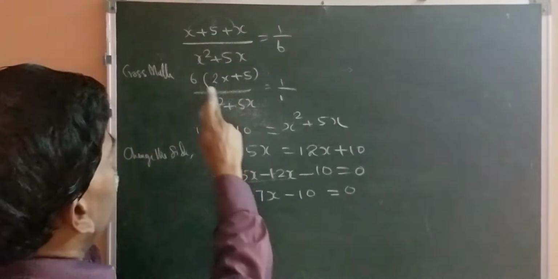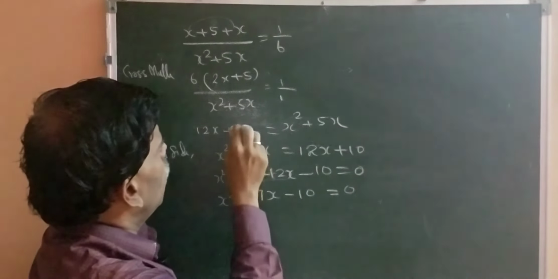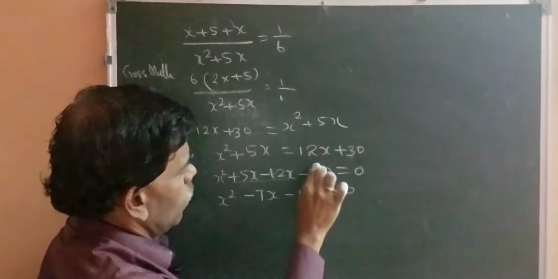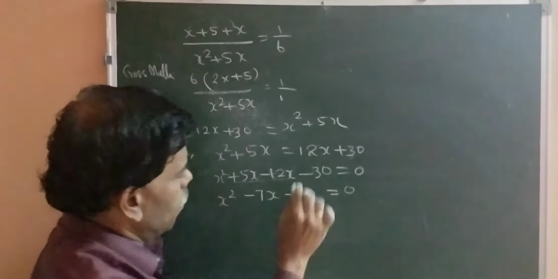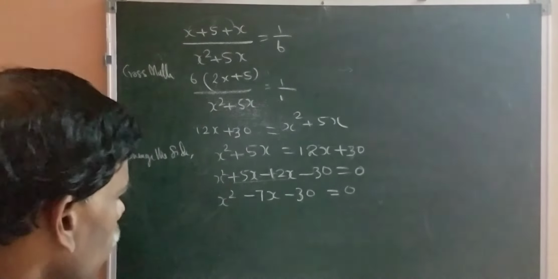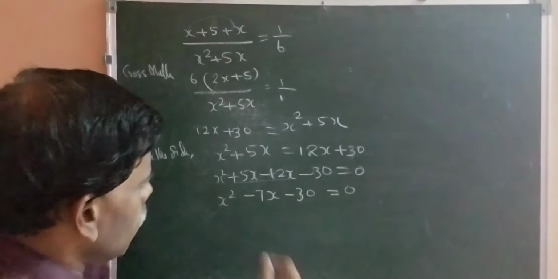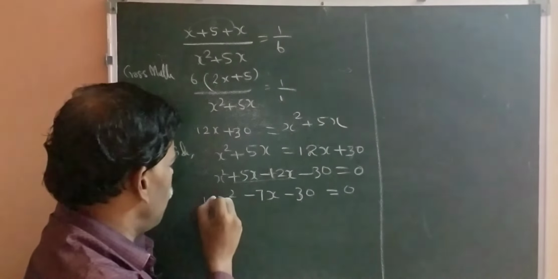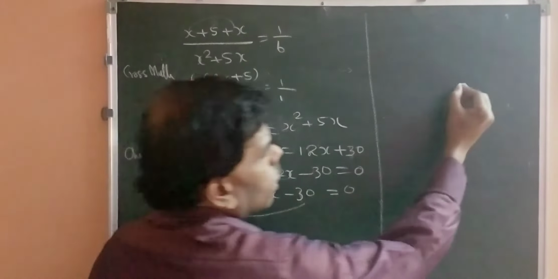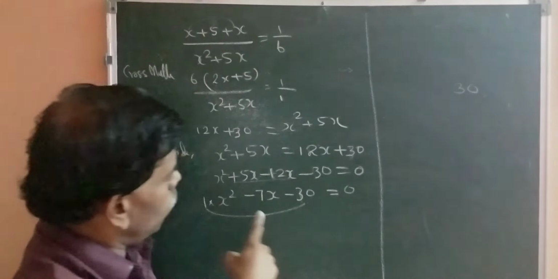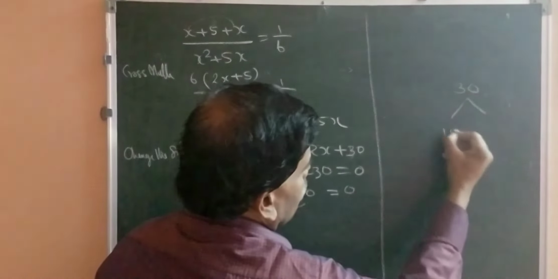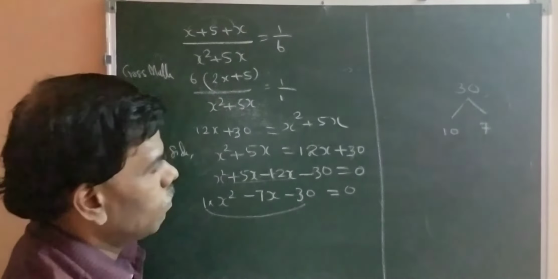Okay, 6 fives are 30. See very carefully how to do it, otherwise mistakes will happen. Now look at this. Factorization of 30. When you multiply, what should you get? 30. And when you subtract or add, what should you get? 7. So 10 and 7.